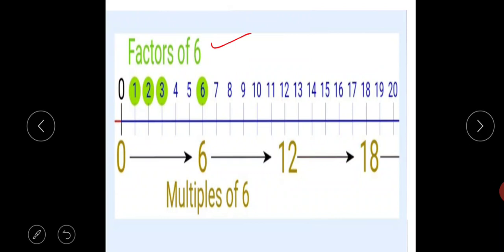Now if we have to find multiples of 6, we recite the table of 6. 6 ones are 6, 6 twos are 12, 6 threes are 18. So these numbers are multiples of 6. You can see factors of a number are not greater than the number. Similarly, multiples of a number are not smaller than the number.